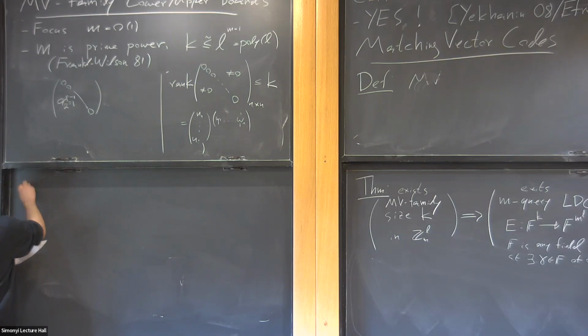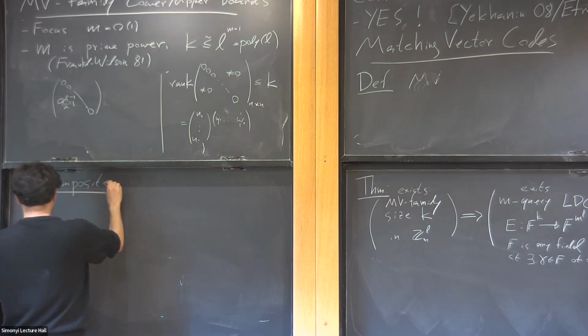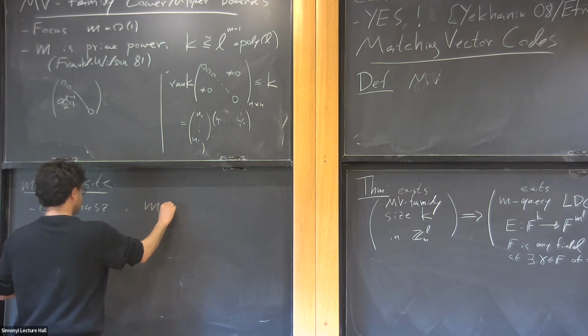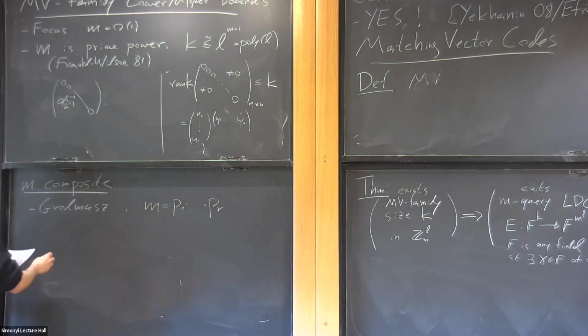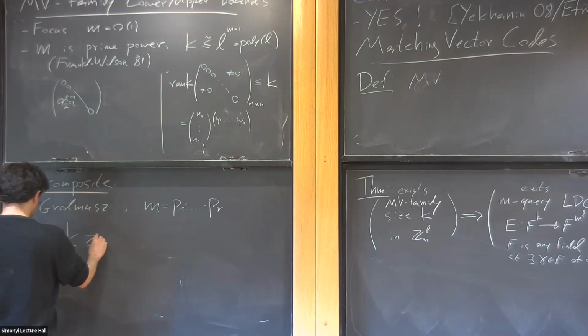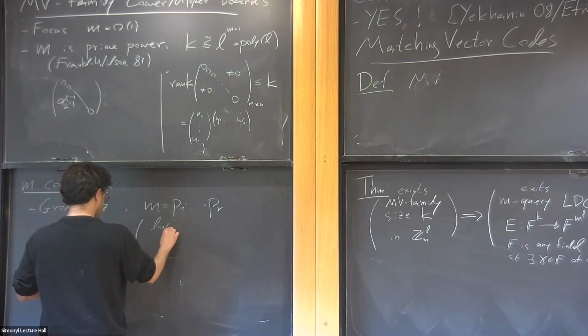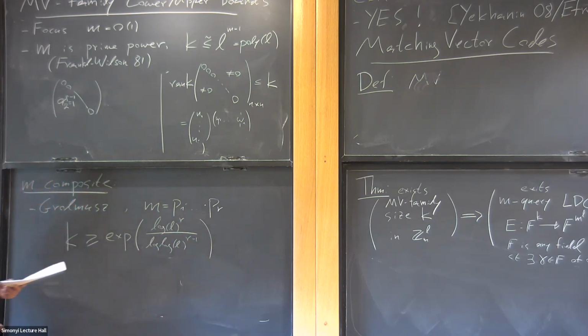And then when M is composite, again, there's this Grolmusz construction. Let me just state it more generally. If M has R distinct prime factors, you can get a family of size exponential in (log L)^R over (log L)^(R-1). So that's the best construction.